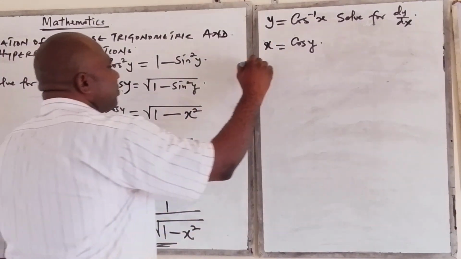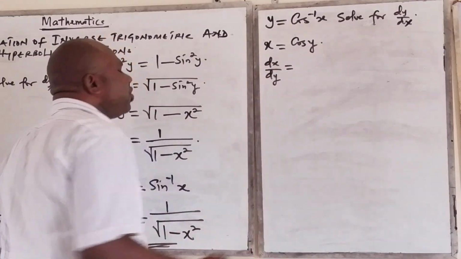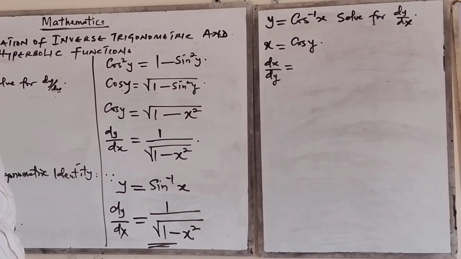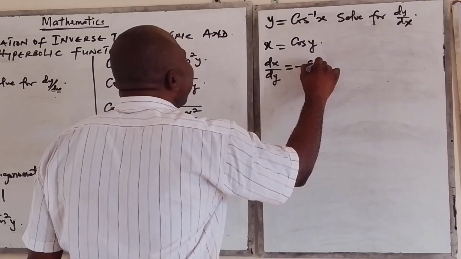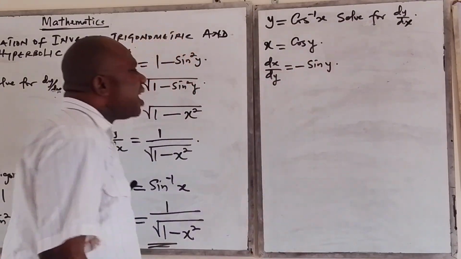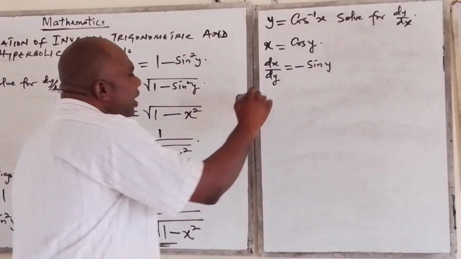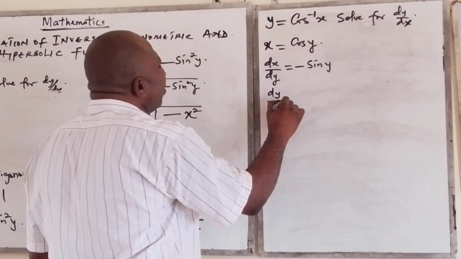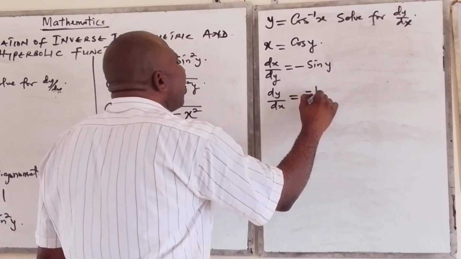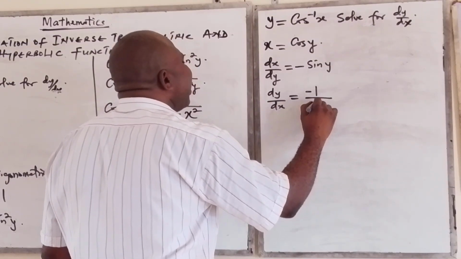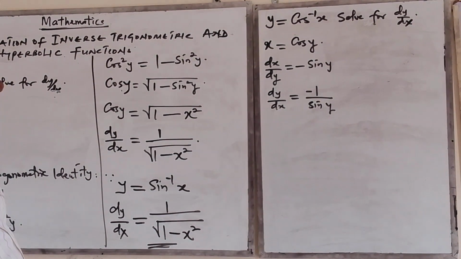So now let's look at dx/dy. Now we are differentiating with respect to y. When you differentiate cos y, it gives minus sine y. Yes, that's the derivative of cos y, minus sine y. So now let's look at dy/dx. dy/dx will be minus 1 all over sine y.